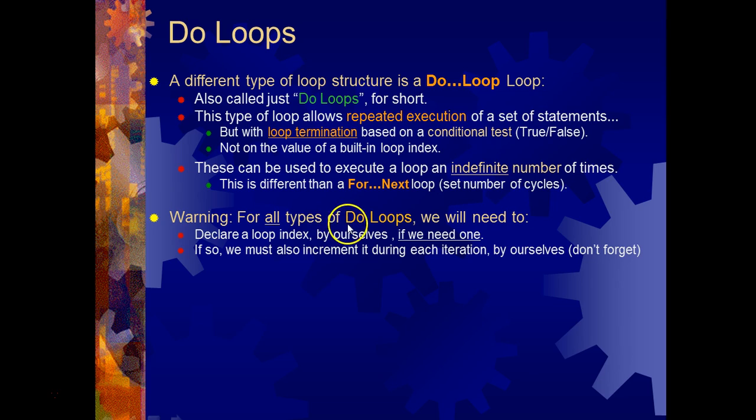Warning, for all types of do loops, so there's a couple different variations on the do loops. There's the for loops, and then there's the do loops, and there are a couple different ways we can write the do loops. But anyway, for all types of do loops, we will need to declare a loop index by ourselves. Remember, I did that at the beginning before the loop. Maybe I'll say that in a minute. If we need one. If so, we must also increment it during each iteration by ourselves. Don't forget.